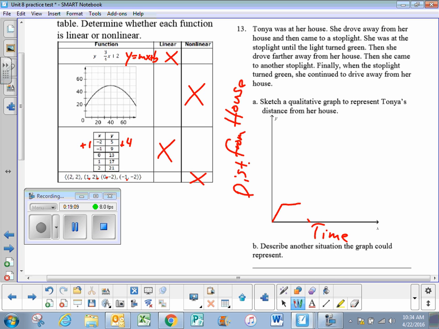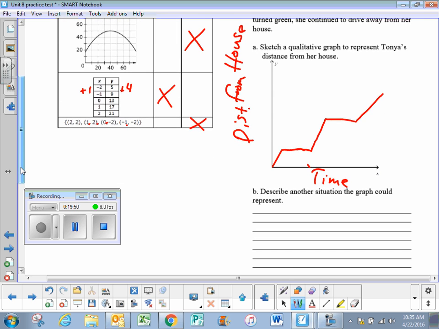Very good. Okay? So I'm going to go like this. Okay? And then I'm going to stop here. And it says, after the light turned green, so she's just stopping. And then she drove farther away from her house. And she came to another stoplight. Finally, when the light turned green, she continued to drive away from her house. So something like that. Doesn't say what speed she's going. So all of these lines don't have to be the same. 25 miles per hour. But you definitely have to have these because you stop waiting to move farther away from her house. Okay? So you get a half a point for that, and then a half a point for another description.